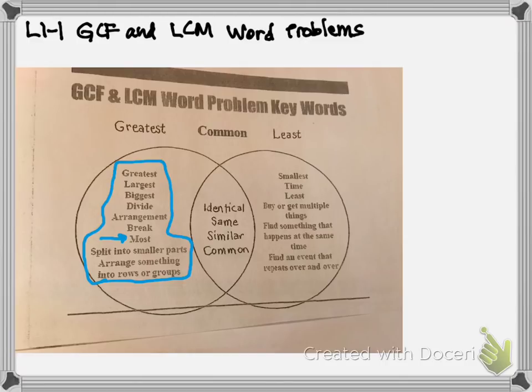So what are the words that mean the least common multiple? And they would be the words on this side. Words like smallest, time, least, buy or get multiple things, find something that happens at the same time, find an event that repeats over and over. So that idea of repeating. And I'm going to add one more that we had seen as well, and you might see something like every so many days, every so many hours. Okay, something along those lines.